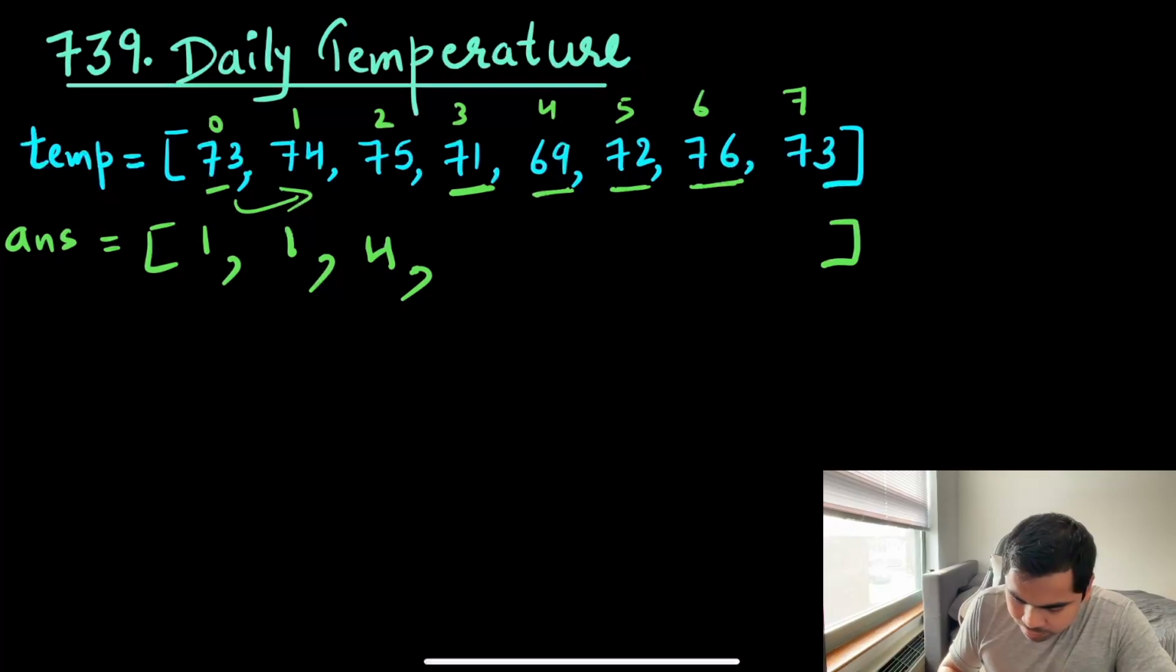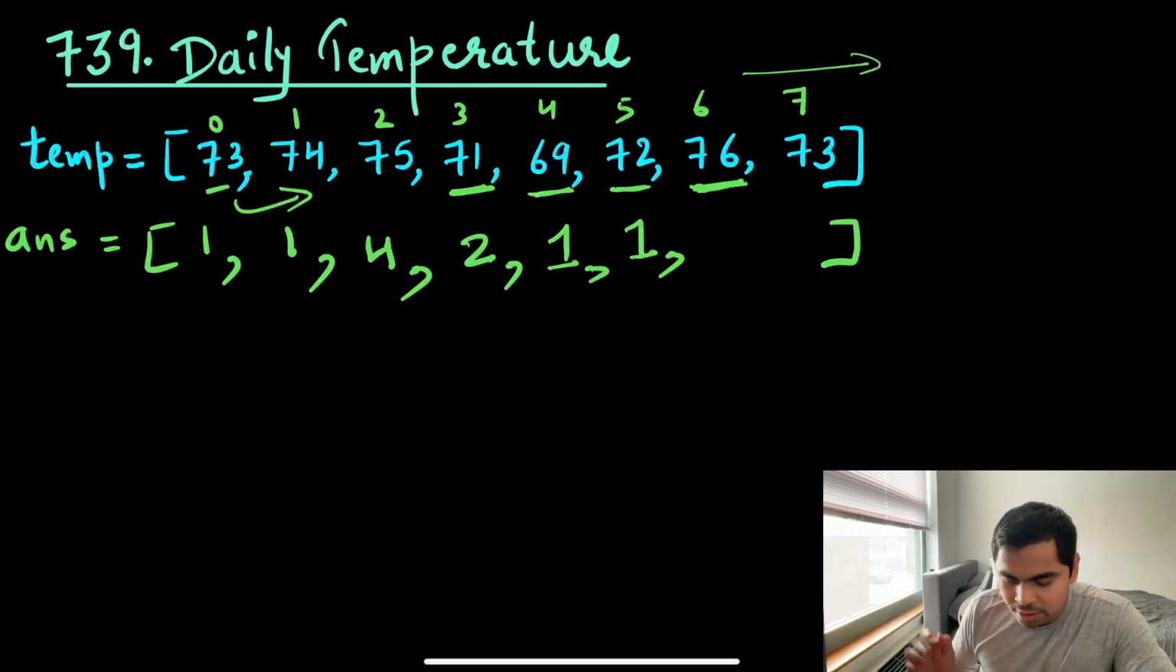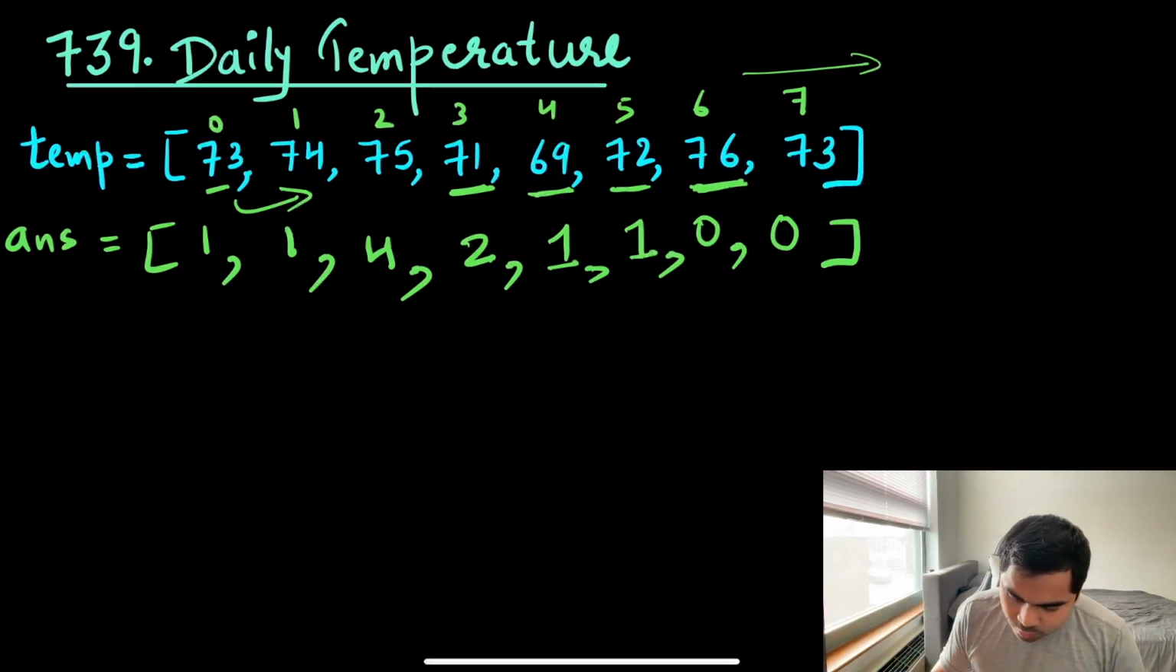How about 71? It had to wait 2 days. How about 69? Just 1 day. How about 72? 72 is seeing just right after 1 day, which is 76. How about 76? Well, this does not have any temperature to its right that is greater than 76. This might be the greatest of all these temperatures. So we will put a 0 here, as asked in the problem. And for 73 also, since there is no other day next to 73, it will also be a 0.